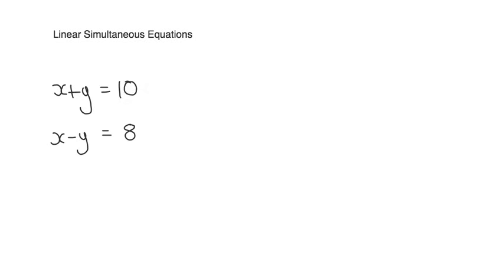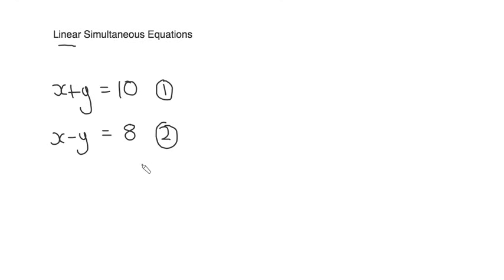So simultaneous just simply means two equations side by side. So in this case we've got one equation x plus y is 10, the other equation x minus y is 8. And linear, what we mean by that is that the highest power of x or y is just x to the power of 1 or y to the power of 1. In other words, there's no squared in it or cubed or anything like that.